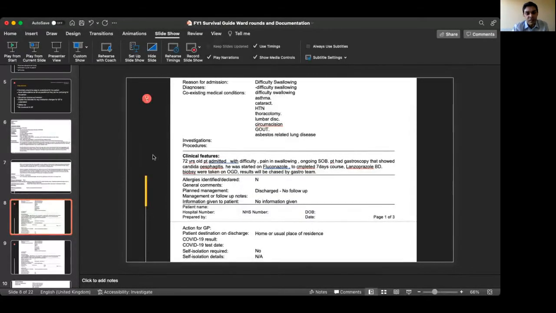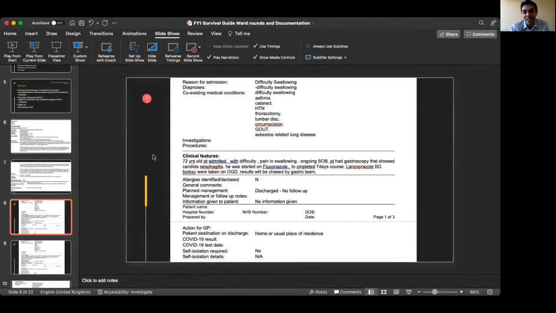So let's go on to the clinical features section. Let's see what this author has written. 72 years old patient, admitted with difficulty, pain in swallowing, ongoing SOB. So they've used an abbreviation and not really explained what it is. Again, the patient is not used to medical terminology. So if this patient is receiving a copy of this discharge summary, they might not understand what SOB means. They might think it's a swear word.